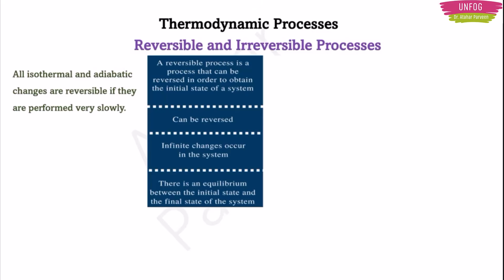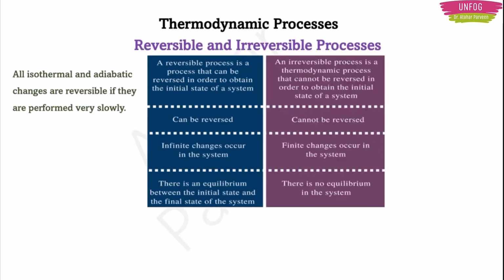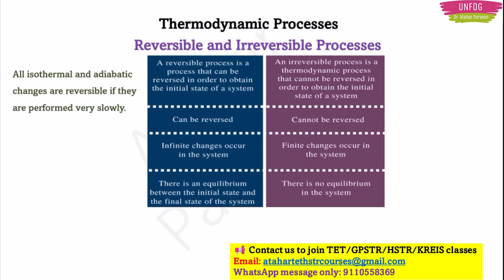Now in contrast to a reversible process, what is an irreversible process? Obviously it will be the opposite, right? An irreversible process means it is a thermodynamic process that cannot be reversed in order to obtain the initial state of a system. And here only finite changes will occur. So, though finite changes occur, you cannot achieve the initial state. And there will be no equilibrium in this system.